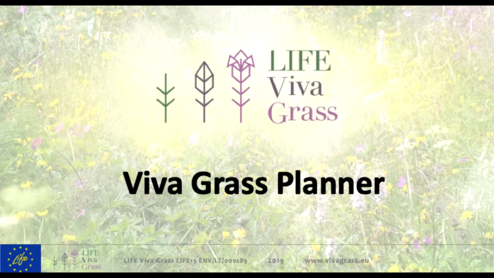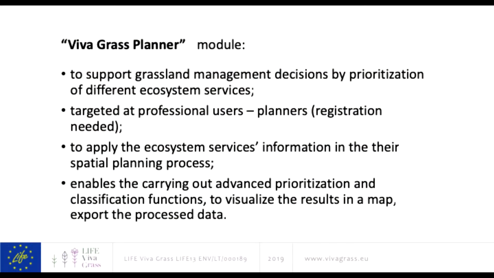Hi, in this video, I will shortly present Viva Grass Planner, the most advanced module of the Viva Grass integrated planning tool. This module aims to support grassland management decisions by prioritization of different ecosystem services. It is targeted at professional users who could apply the ecosystem service information in their spatial planning process.